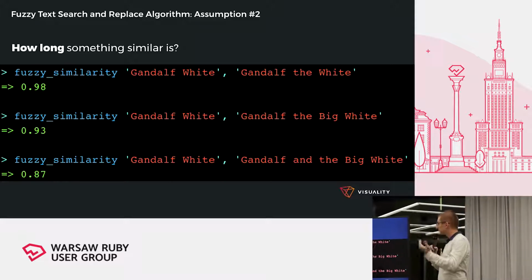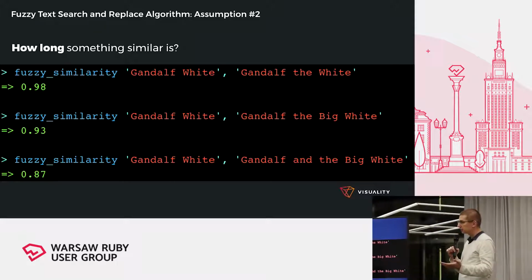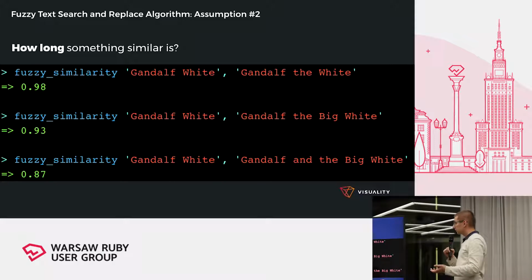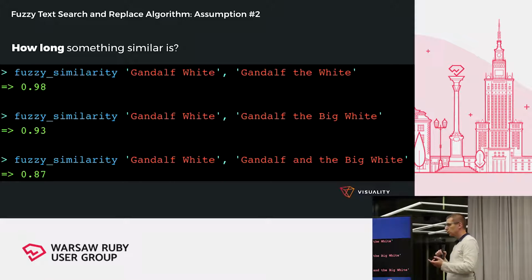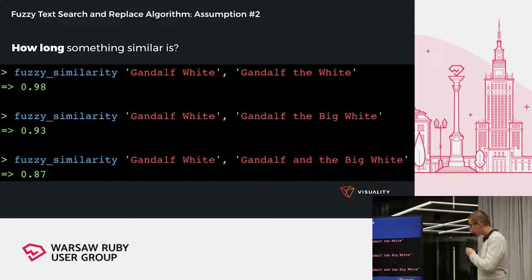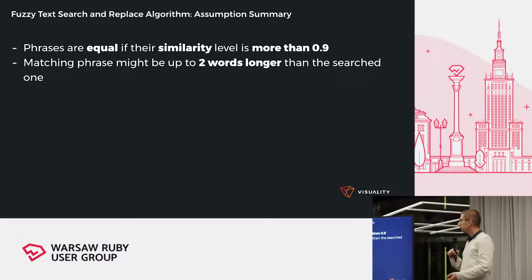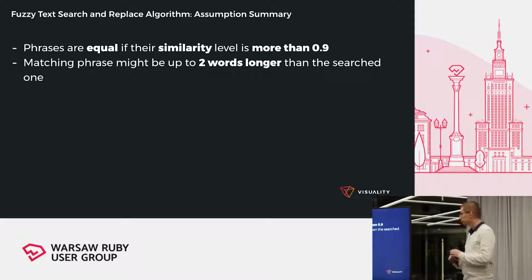Again, we have to start with some kind of assumption, but I had quite a lot of test materials for the algorithm to be prepared for. So after some deliberation, I decided that the matching phrase might be up to 2 words longer. So we would match Gandalf White with Gandalf the Big White, but not with Gandalf and the Big White, in this case. Let's sum up the assumptions. So phrases are equal if their similarity level is more than 0.9, and the matching phrase might be up to 2 words longer than the searched one. Simple enough.